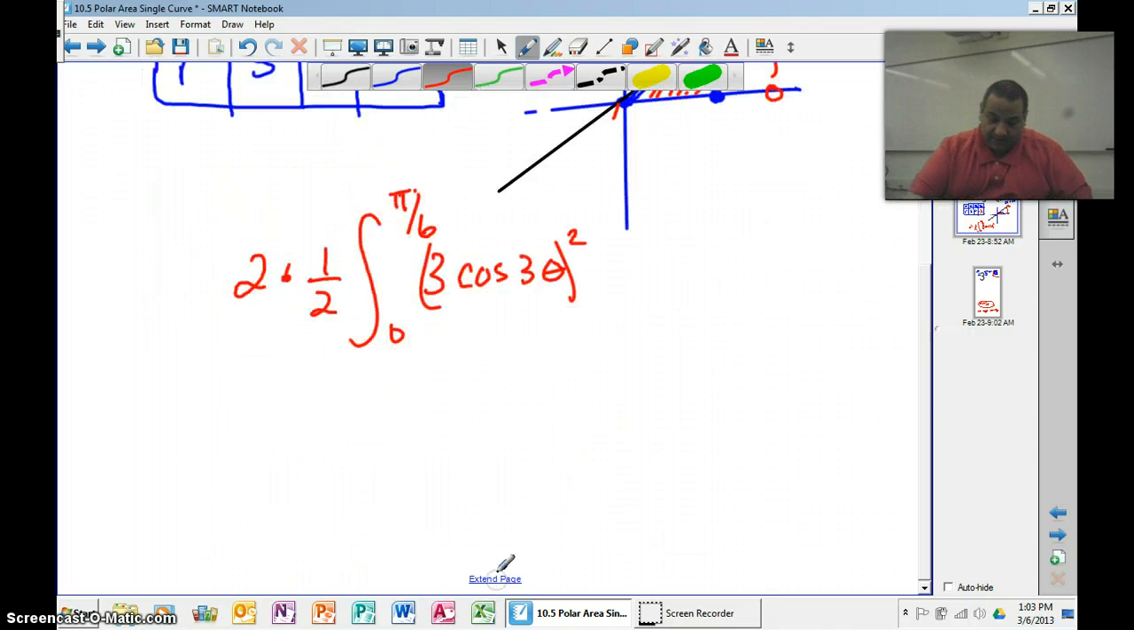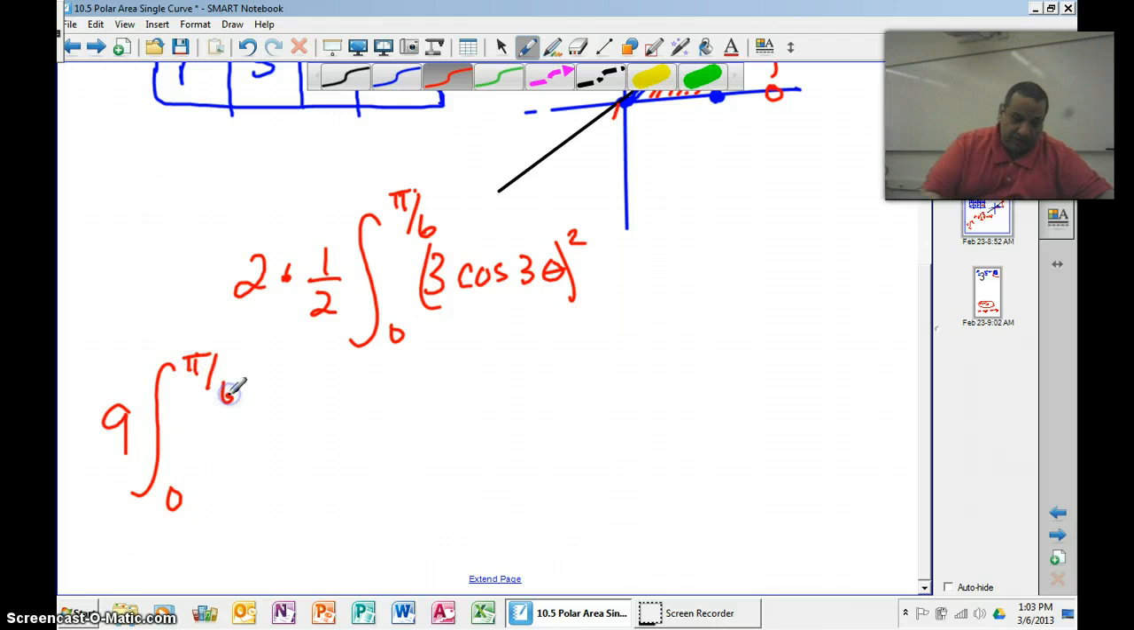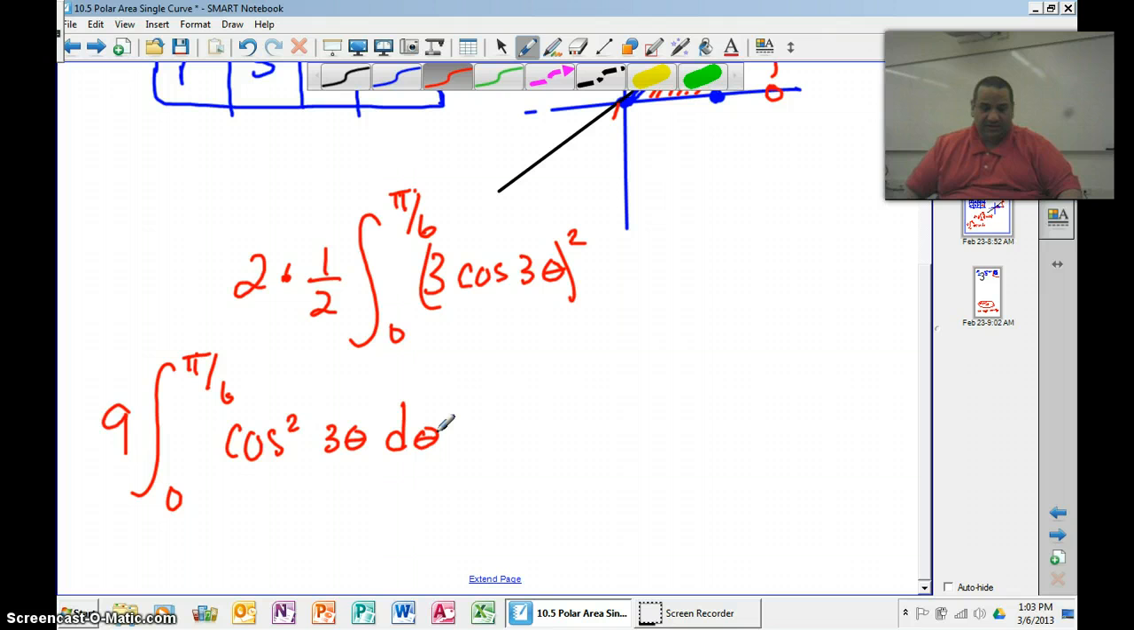So now the calculus takes over. Okay? We have, you ready? Square root of 3, it's 9, bring it outside. So it's going to be 9. The 2 and the 1/2, they undo each other. So it's going to be 0 to pi over 6, and now it's going to be cosine squared of 3 theta d theta. And now we need something, okay? This 3 theta stuff, I don't think we can do anything with it. So I guess we need a trig identity.